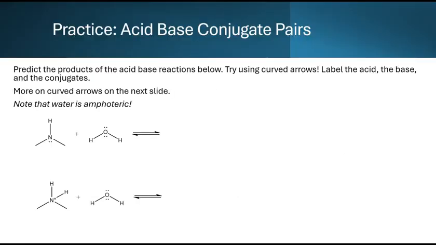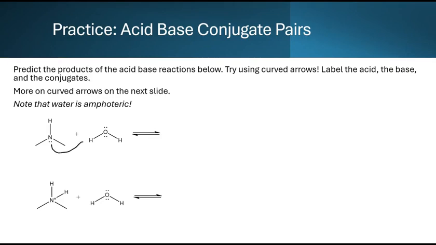Let's practice. Acid-base conjugate pairs. Predict the product of the acid-base reactions below. Try using curved arrows to show the movement of electrons. Label the acid, the base, and the conjugates. We're going to talk more about curved arrows in the next slide. And note, as a hint, that water is amphoteric. That means it can behave either as an acid or a base depending on what else is present in the water.